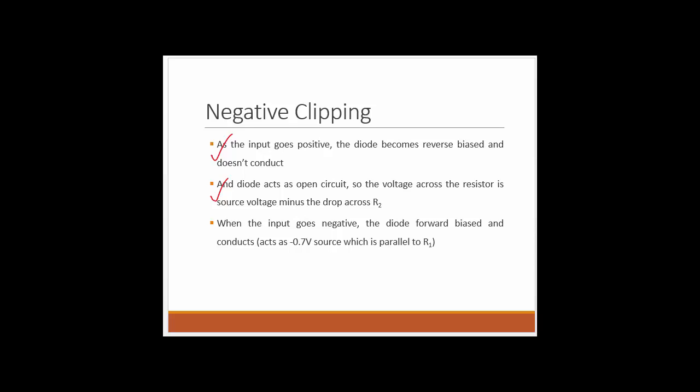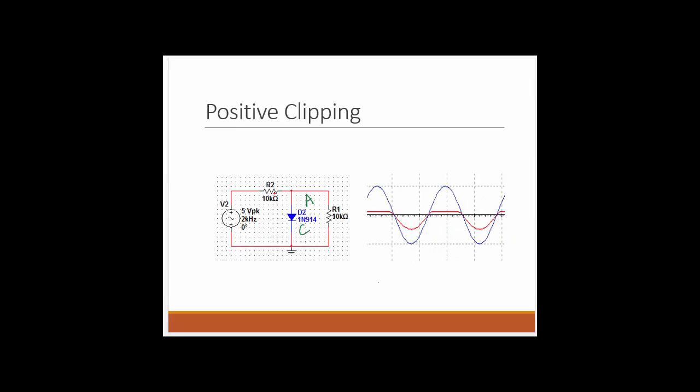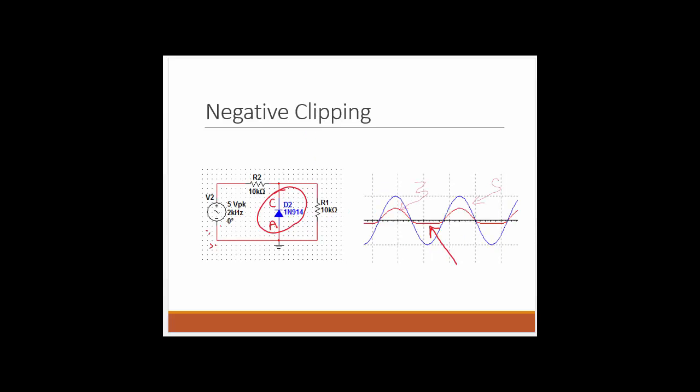When the input goes negative, that's where the diode becomes forward biased and conducts, which acts as a negative 0.7 volt source. If you observe, that is because of the orientation of the diode. Here the cathode is at the top, anode is at the bottom. In the positive clipping, the anode is at the top, the cathode is at the bottom. So that's what the positive clipping is, and this is a negative clipping.